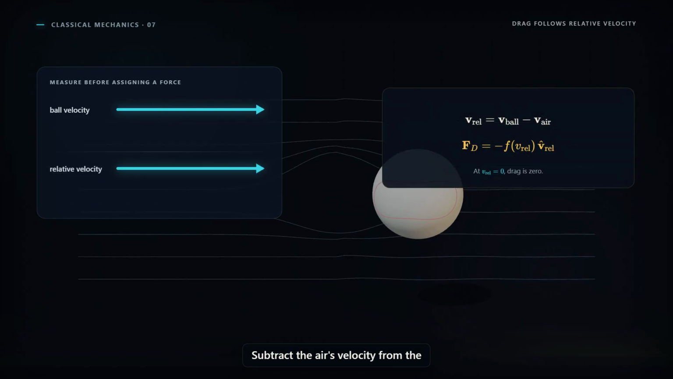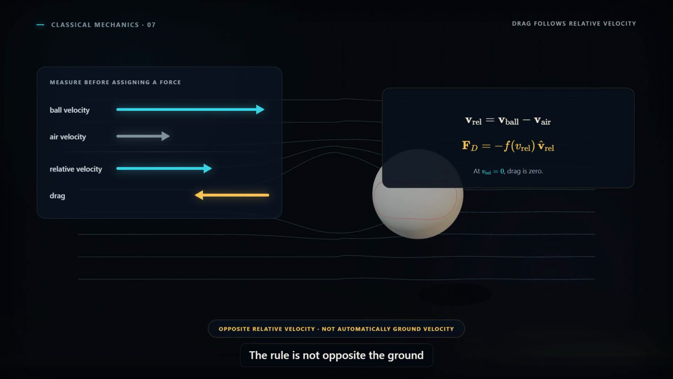Subtract the air's velocity from the ball's velocity. In still air, relative velocity points forward, so drag points backward. In a tailwind, the relative arrow is shorter and drag is weaker. If the ball and nearby air move together, relative velocity is zero and so is drag. The rule is not opposite the ground velocity. It is opposite the velocity relative to the air. The ball can keep moving forward, while a backward force reduces its speed.